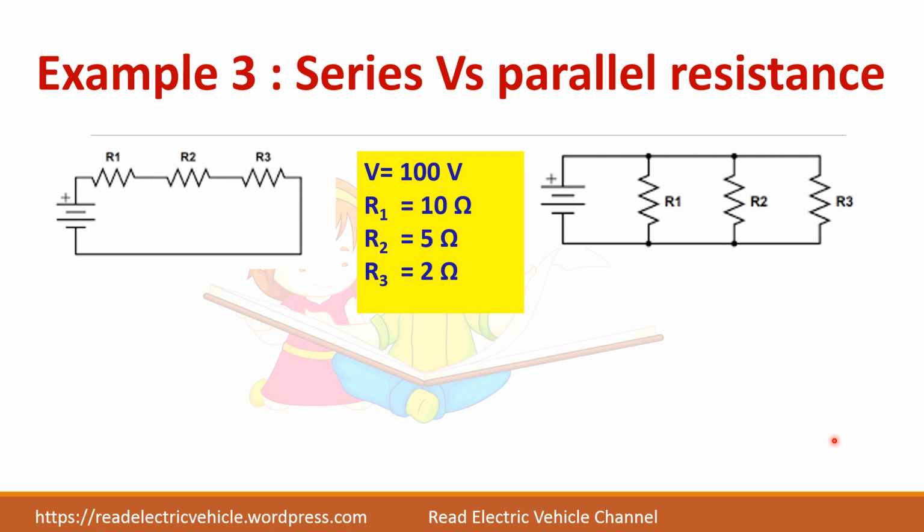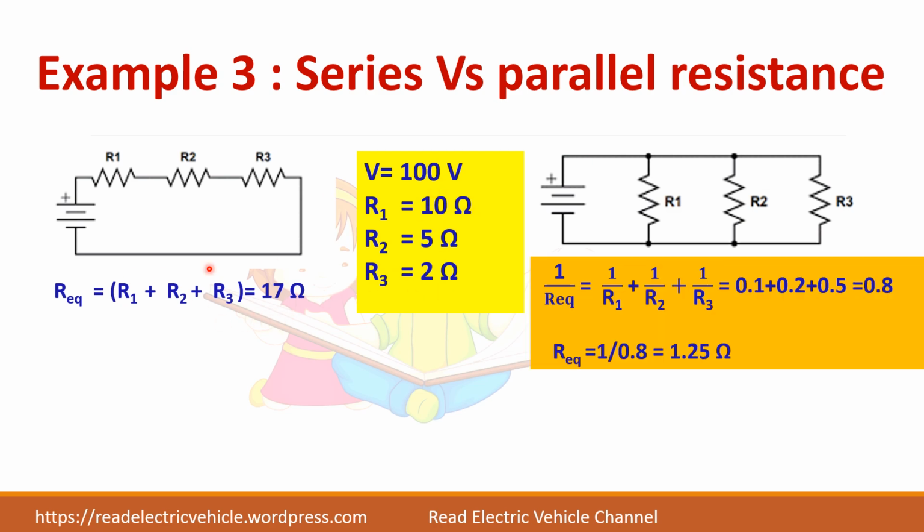Now let us see what is the difference between series and parallel resistance circuit. I have taken three resistances of different values, 10, 5 ohm and 2 ohms. R equivalent in this case is the sum of all the resistances in a series circuit. So add it, you will get 17 ohms. Whereas in a parallel circuit, R equivalent will be 1 by R1 plus 1 by R2 plus 1 by R3. So that comes around 0.8. So R equivalent is 1.25 ohms.